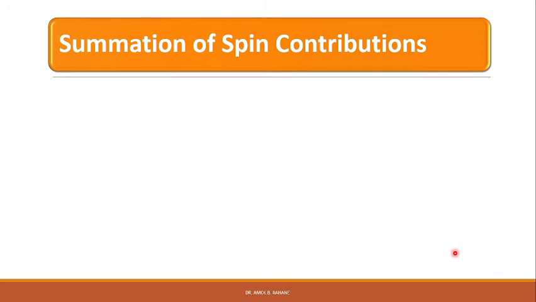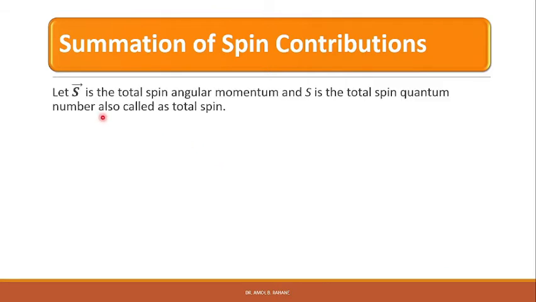Now let us move to the summation of spin contributions. In the case of spin angular momentum, we can use the same 3 methods as discussed for the orbital angular momentum of many electrons, right? Let capital S vector be the total spin angular momentum and capital S be the total spin quantum number, also called the total spin. So the first method is graphical summation.